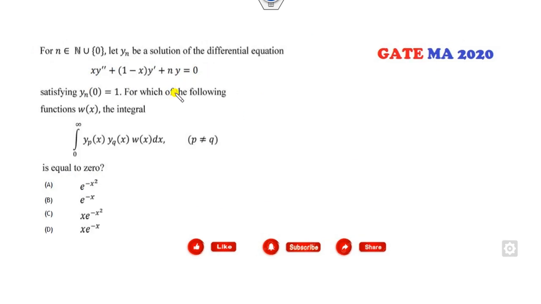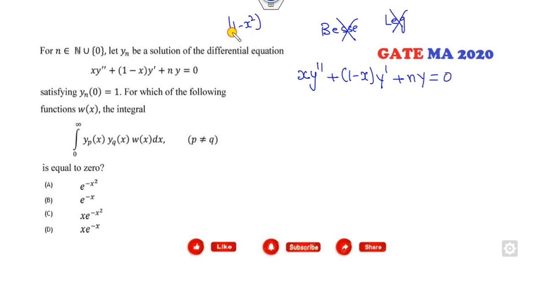Okay, look at this another one. What is given to you? y is the solution of the differential equation x y double dash plus (1 minus x) y dash plus n y is equal to 0. So clearly say, is it a Bessel function? No. Is it a Legendre function? No, because for the Legendre function we need a 1 minus x square.